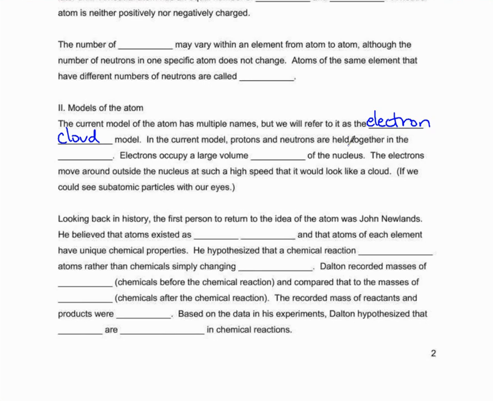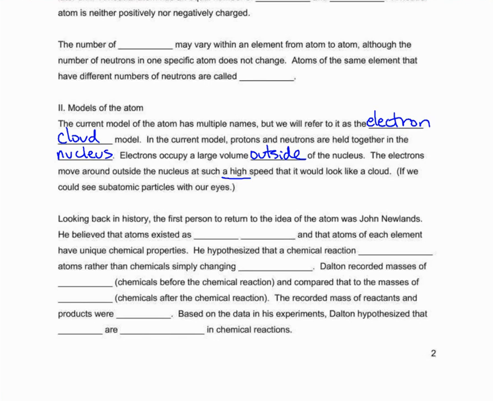In the current model, protons and neutrons are held together in the nucleus. In the first video, we talked about this. Protons and neutrons are in the nucleus. Electrons in this model of the atom occupy a large volume outside of the nucleus. These electrons move around the outside of the nucleus, and they're moving at such a high speed that if you could see it, it would look like a cloud. It's kind of a blur. That's maybe where the name comes from. And this is, of course, if we could see it with our eyes.